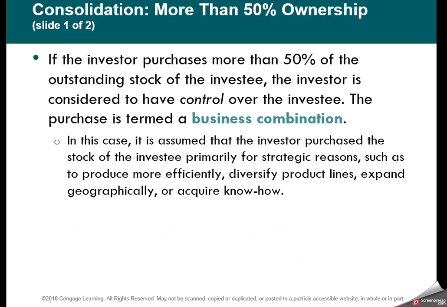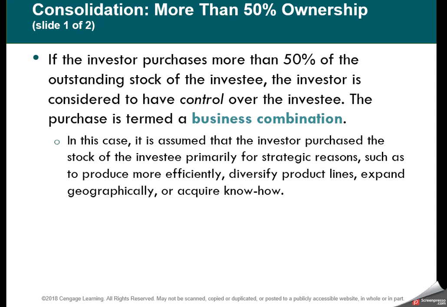Now then, what if we get to the point where we are trying to actually buy this company? We want to own it. We want to control it. If we get over 50% of the outstanding stock, we now control it. So then that is going to consolidate into our business.